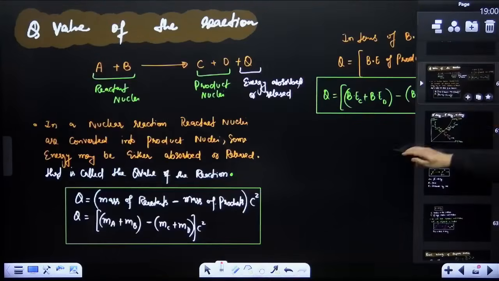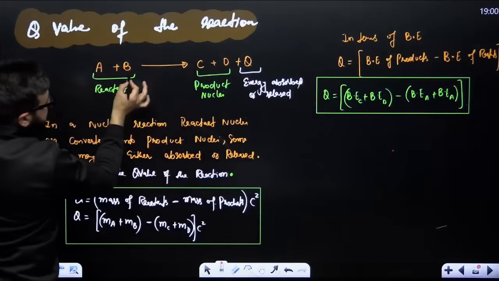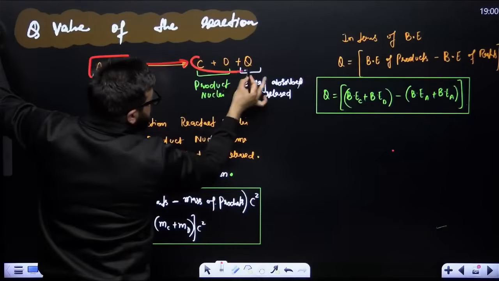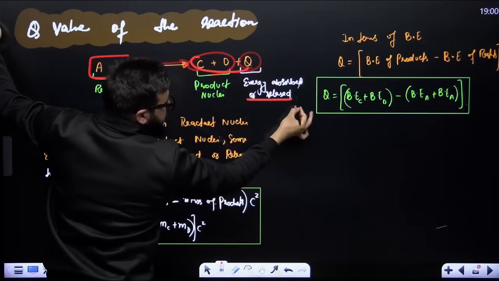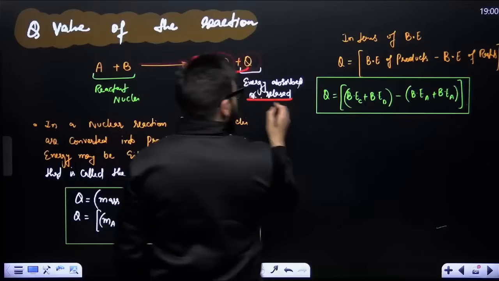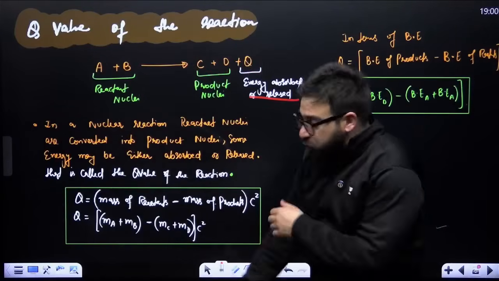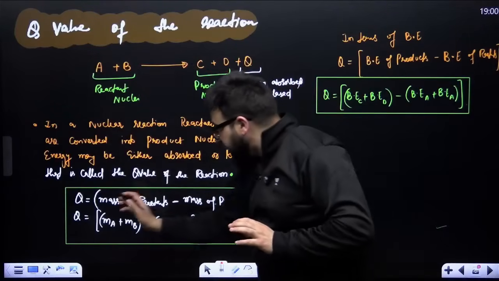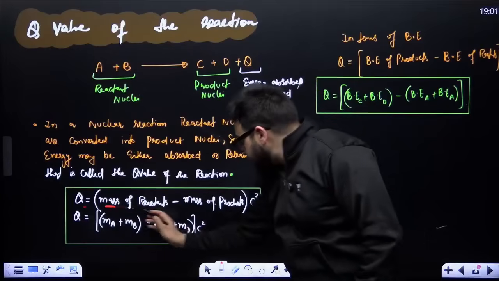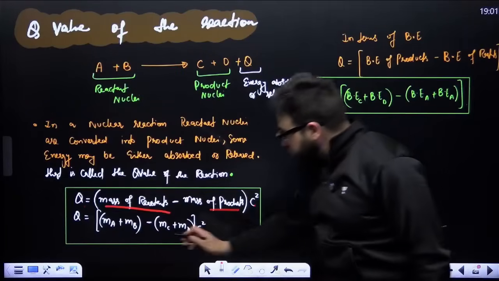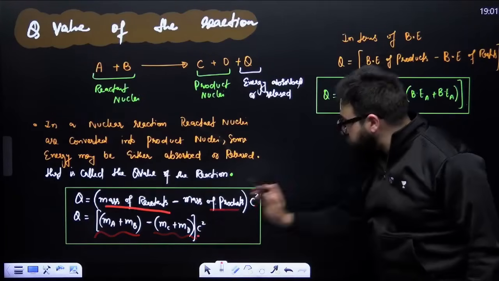Okay. Q value of the reaction. My dear NEET aspirants, when reactant nuclei are converted into product nuclei, in that particular case some energy is released or absorbed. This energy released or absorbed is what we call the Q value of the reaction. And when you talk about the Q value of the reaction, listen to me very carefully. The Q value of the reaction will be mass of reactants minus mass of products, into c square.